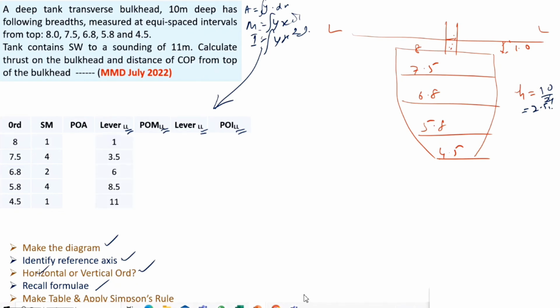Does everybody agree that these are the levers? Anybody who has doubt, please sort it out in the first question itself. Don't allow these small things to mess up your other questions.